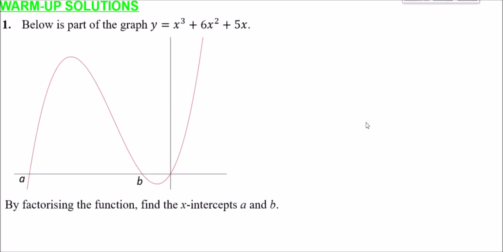So, question 1, we've got this graph of y equals x cubed plus 6x squared plus 5x. So by factorising the function, we need to find the x-intercepts a and b. So what we need to do here is to just factorise this as we've been asked, which is fairly straightforward, I'm hoping you'll see. So we've got y equals x cubed plus 6x squared plus 5x.